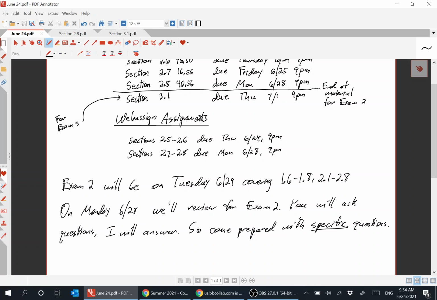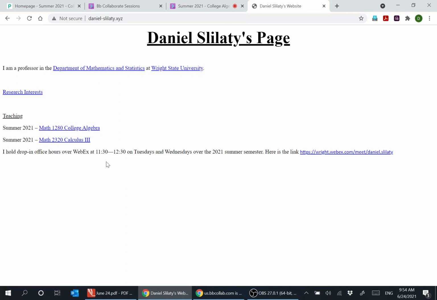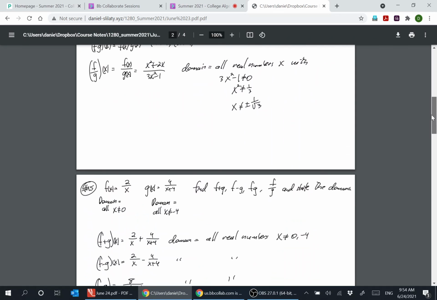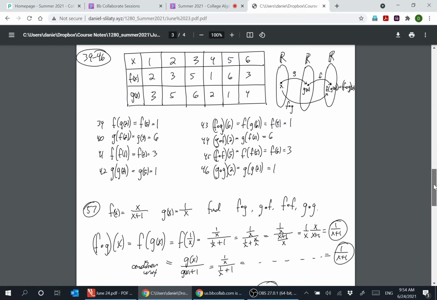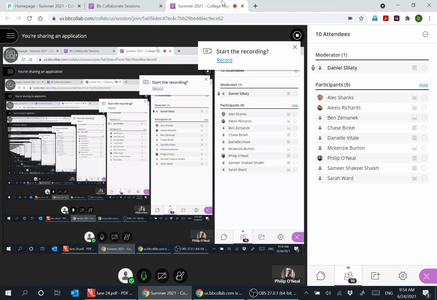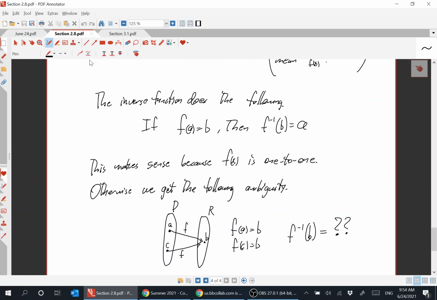Okay. So yesterday, trying to remember, did we go over 2.7? Yeah, we did. We went over questions in 2.7, composition of functions and such. So we left off in talking about section 2.8. So let's continue with that discussion, finish that up, and then let's look at some problems in 2.8.